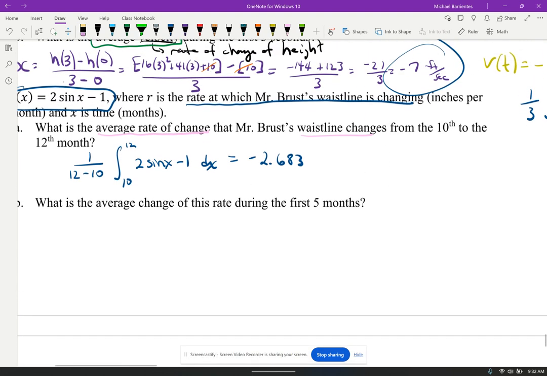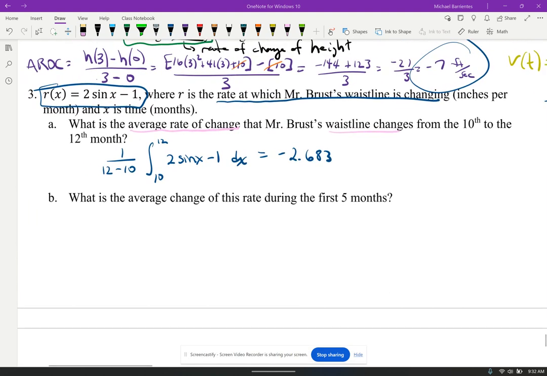Okay, this is the average rate of change. Now, what were the units of this? Well, we found the average rate of this function, and this function was measuring the rate in inches per month. And we're done. So Mr. Brust's waistline is decreasing at a rate of 2.683 inches per month between month 10 and month 12.